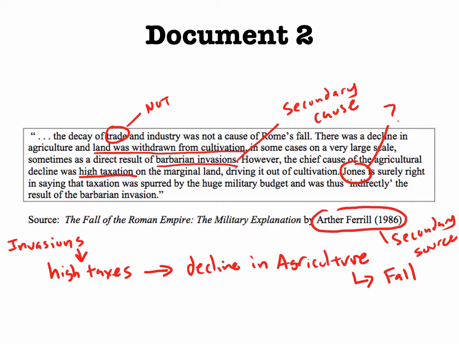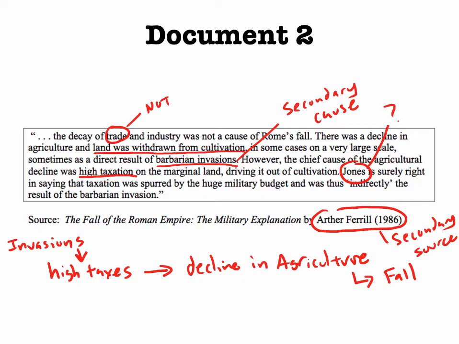So here's how I annotated the document. I realize that he is arguing with someone about this, probably another historian. He says that a decline in trade and industry was not a cause. He goes on to make a counter-argument that it was really about a decline in agriculture, probably brought on in part by the barbarian invasions, but mostly because of high taxation. He even names this guy Jones, who may or may not be the guy he's talking about, who thinks that the decline was all about industry and trade.